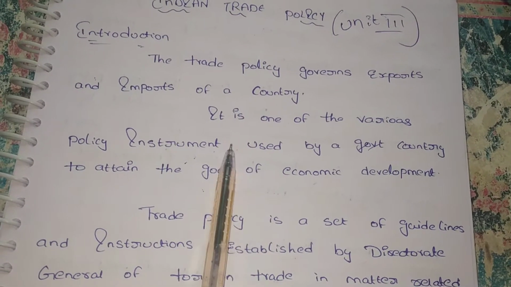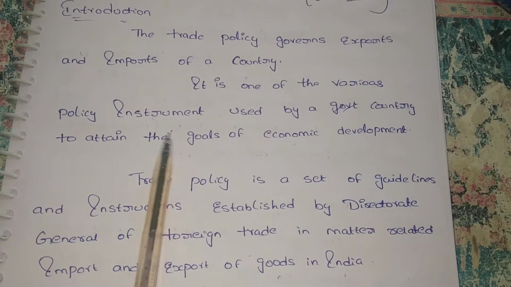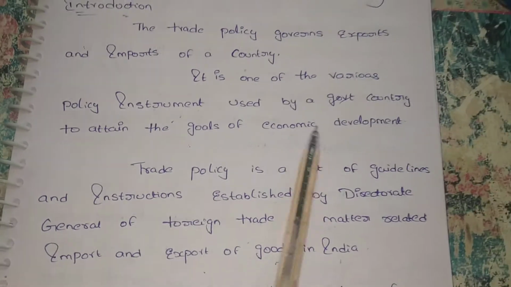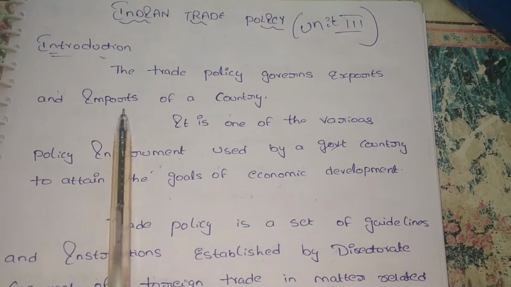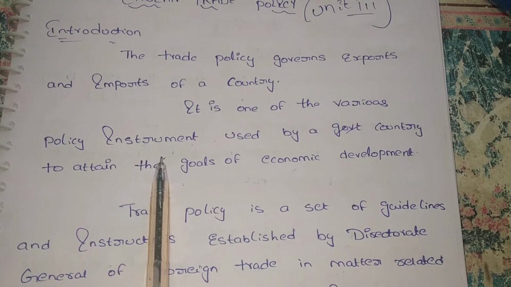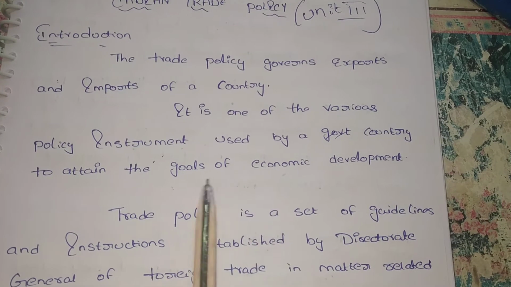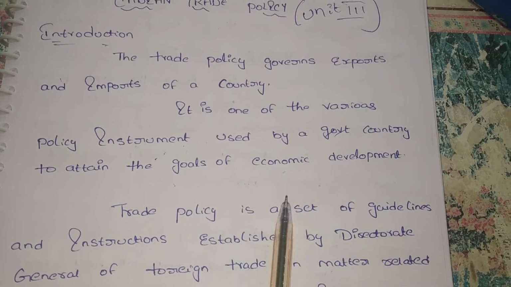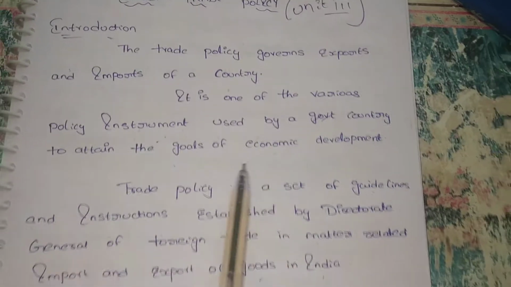So we can say it is one of the policy instruments used by a country to attain the goals of economic development. The trade policy governs exports and imports of a country. We can treat it as an instrument used by a country to attain the goals of our economic development. For achieving our economic goals, we use the trade policy.